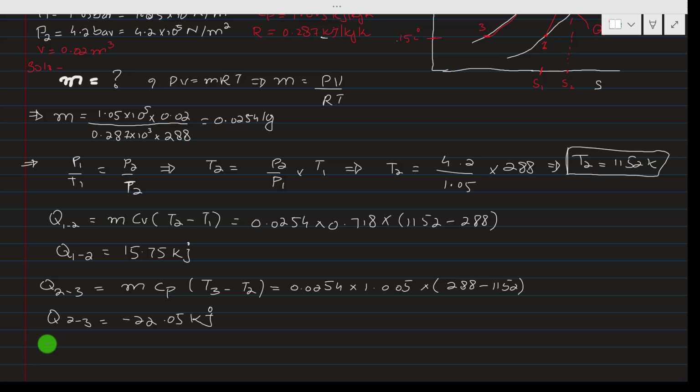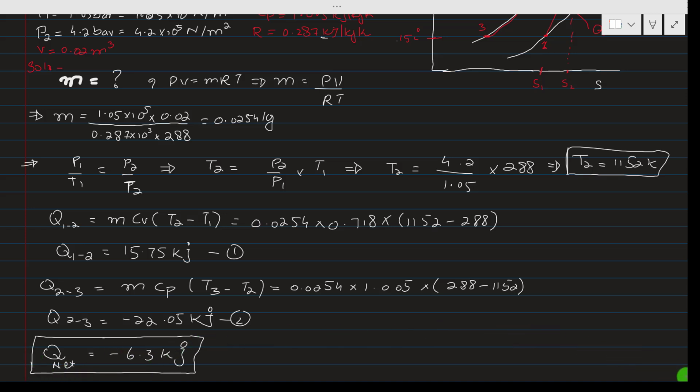So the net heat that we obtain in process 1 to 2 then 2 to 3, just do the subtraction of equations 1 and 2, and you will get the final answer for the net heat, which is equal to minus 6.3 kilojoules. So it means that the net heat is rejected, not added.